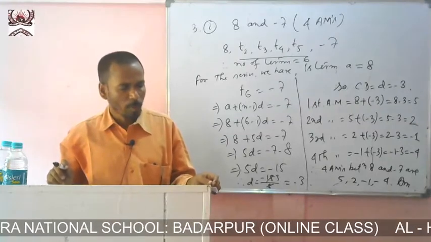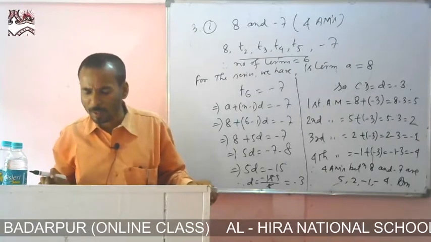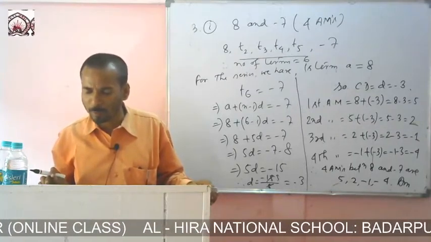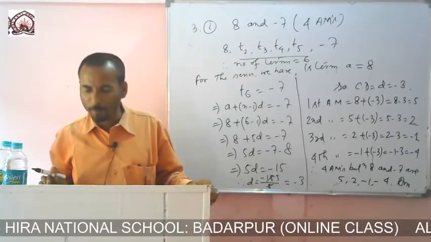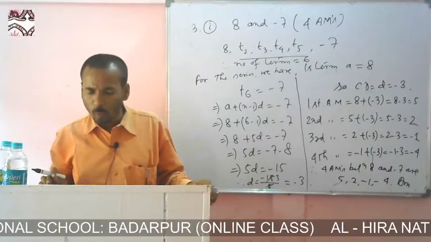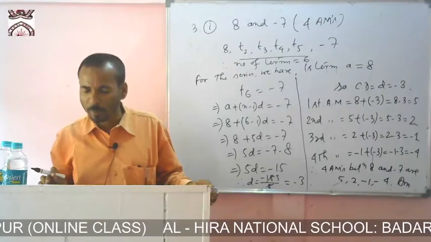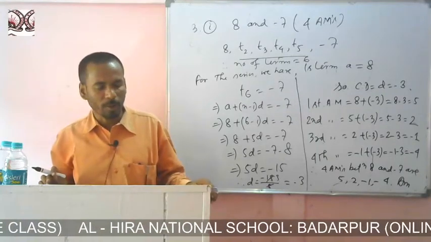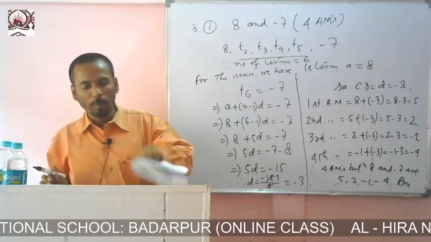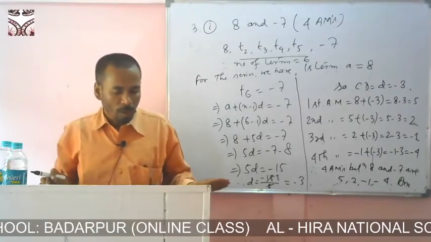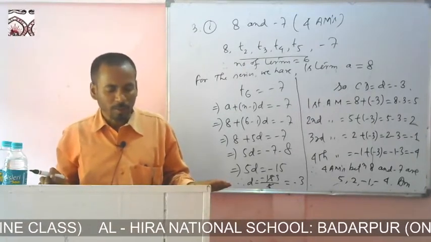Now number 4. If m plus 2, 4m minus 6 and thrice m minus 2 are 3 consecutive terms of an AP, then find the value of m. These 3 terms are in AP, so twice the middle term will be the addition of the first and the third.